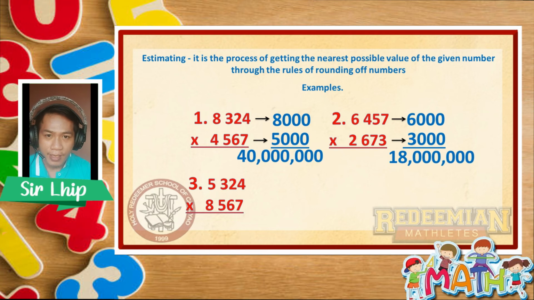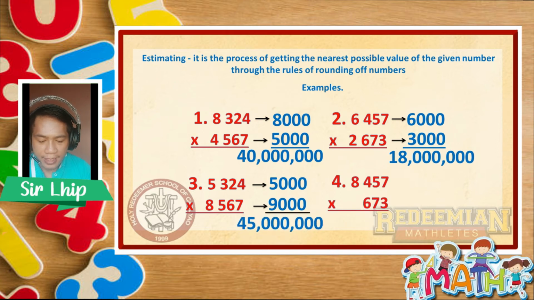5,324 times 8,567, round off again. 5,324 becomes 5,000. 8,567 becomes 9,000. So 9,000 times 5,000 equals 45 million.